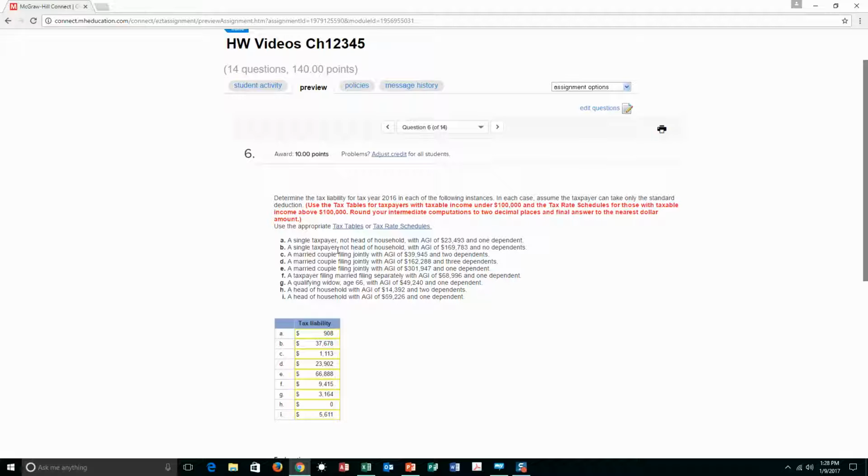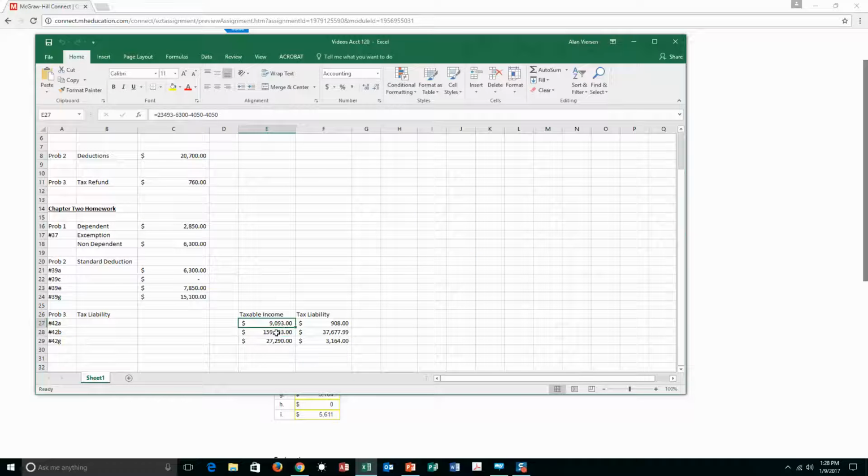Now we look at a single taxpayer, not head of household, with AGI of 169,000, no dependents. What makes this different is you're over $100,000. First of all, how much is our taxable income? They started off with 169,783. There's our standard deduction. Here's our one exemption. Our total taxable income is 159,433.